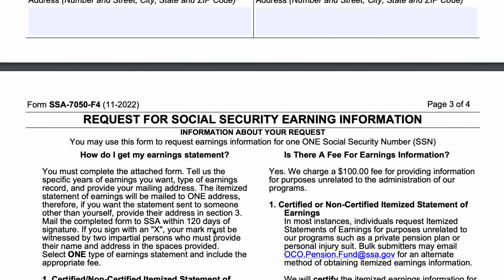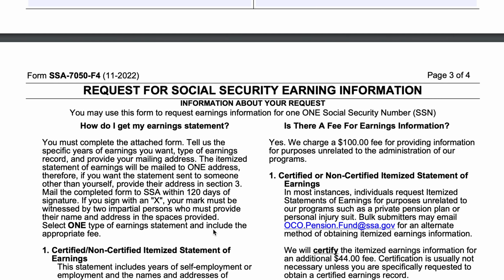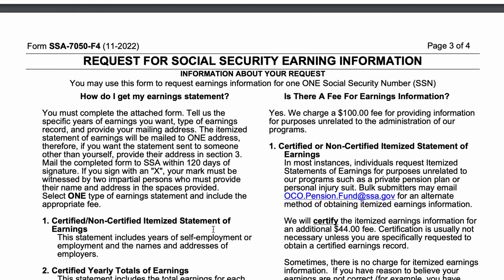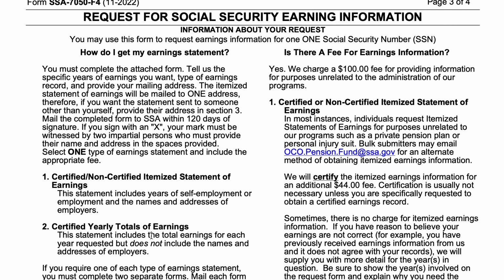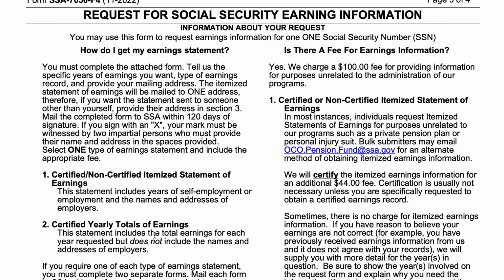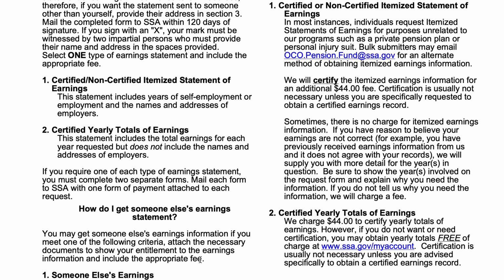So the last couple of pages are simply questions and answers. How do you get your earnings statement? The form kind of answers the questions that I just walked through. So you can get certified or non-certified itemized statement. You can get annual totals certified. You can request someone else's earnings.